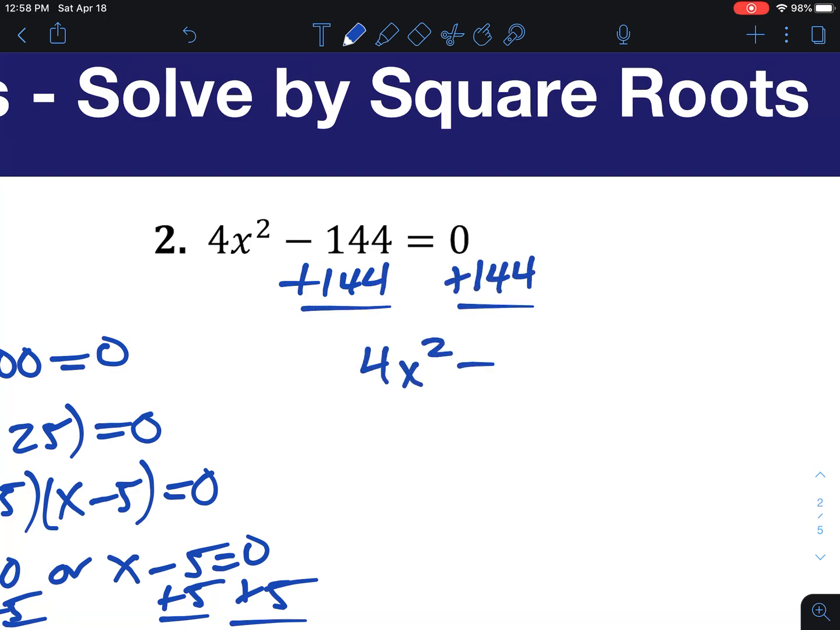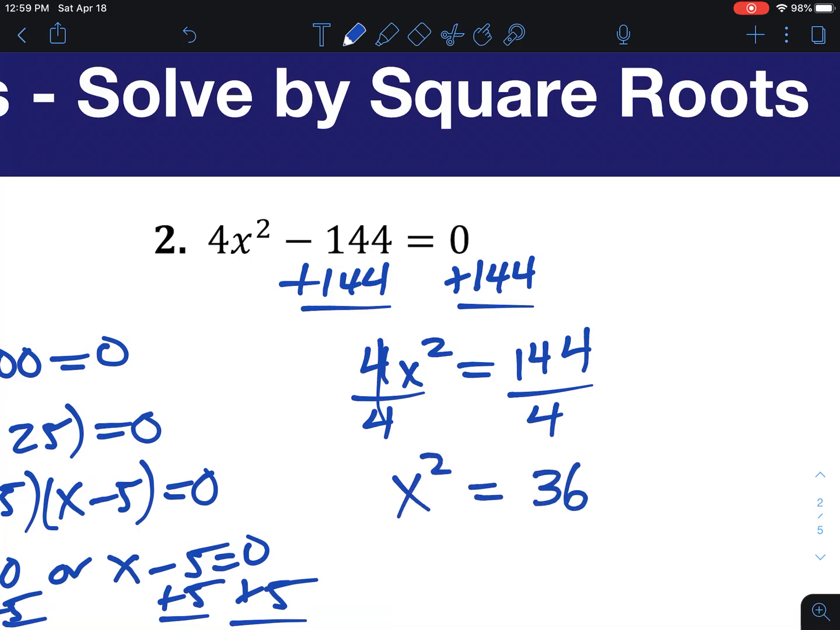I'm going to get 4x squared equals 144. Then we're going to divide both sides by 4. We want to get x by itself, so we get x squared equals, looks like that's going to be 36. If we're ever not sure, we can do some long division here off to the side.